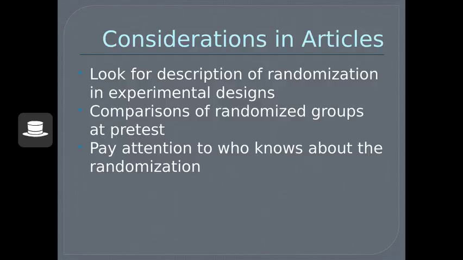And then finally, just as you're reading the studies, pay attention to who knows about the randomization. So lots of times the participants may be aware of what group they're in, especially in these behavioral studies. They're going to be aware of the treatment that they're getting. But are the assessors who are completing maybe the assessments at the end of the intervention blind to which group the participants are in? So just think about those things as you're reading your articles, and it'll help you to draw some conclusions about the quality of the article and how you can consider it in your literature review.